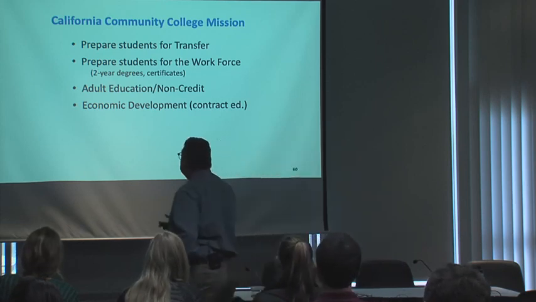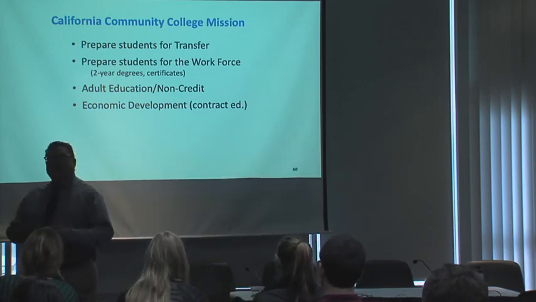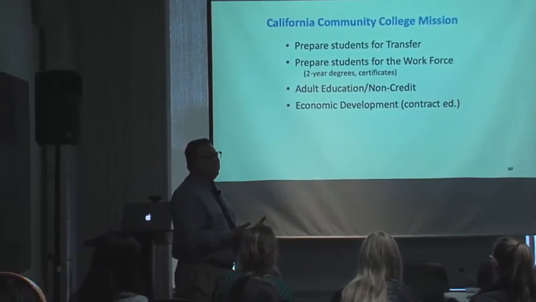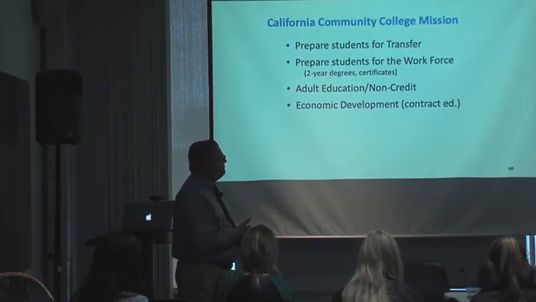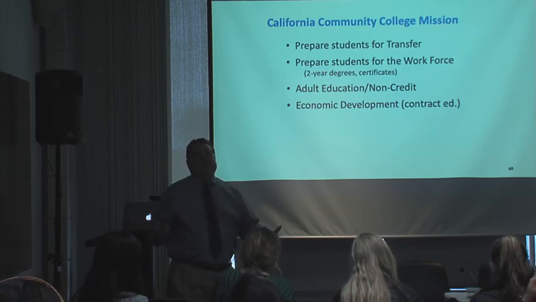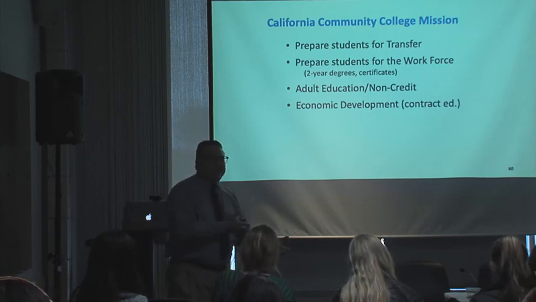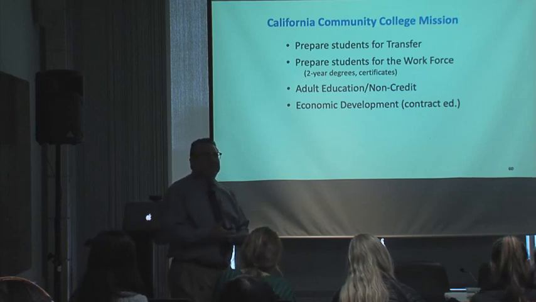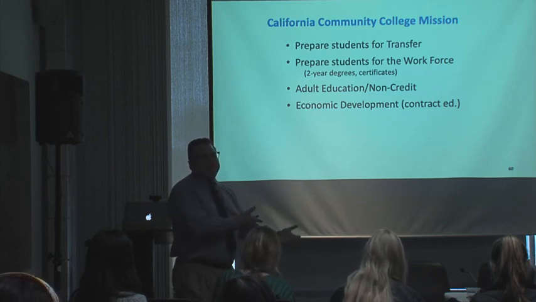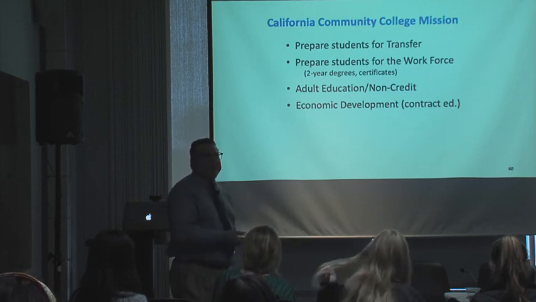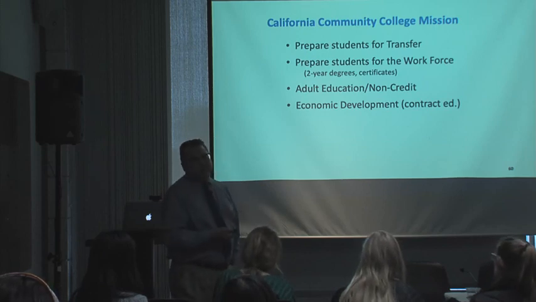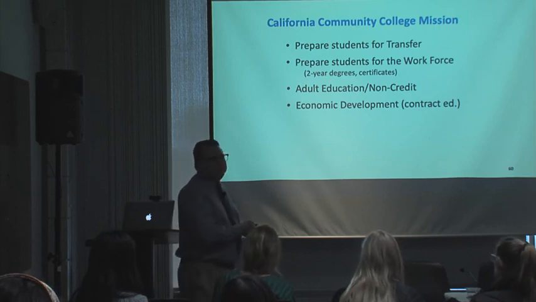And then finally, economic development, and sometimes that's called contract ed. So a company needs to train their employees how to use Excel more effectively. They don't have anybody in-house, they don't have an in-house training program. They will go to a local community college and hire the community college to come in and give classes either at the institution, at the company itself, or they have a special class at the community college.